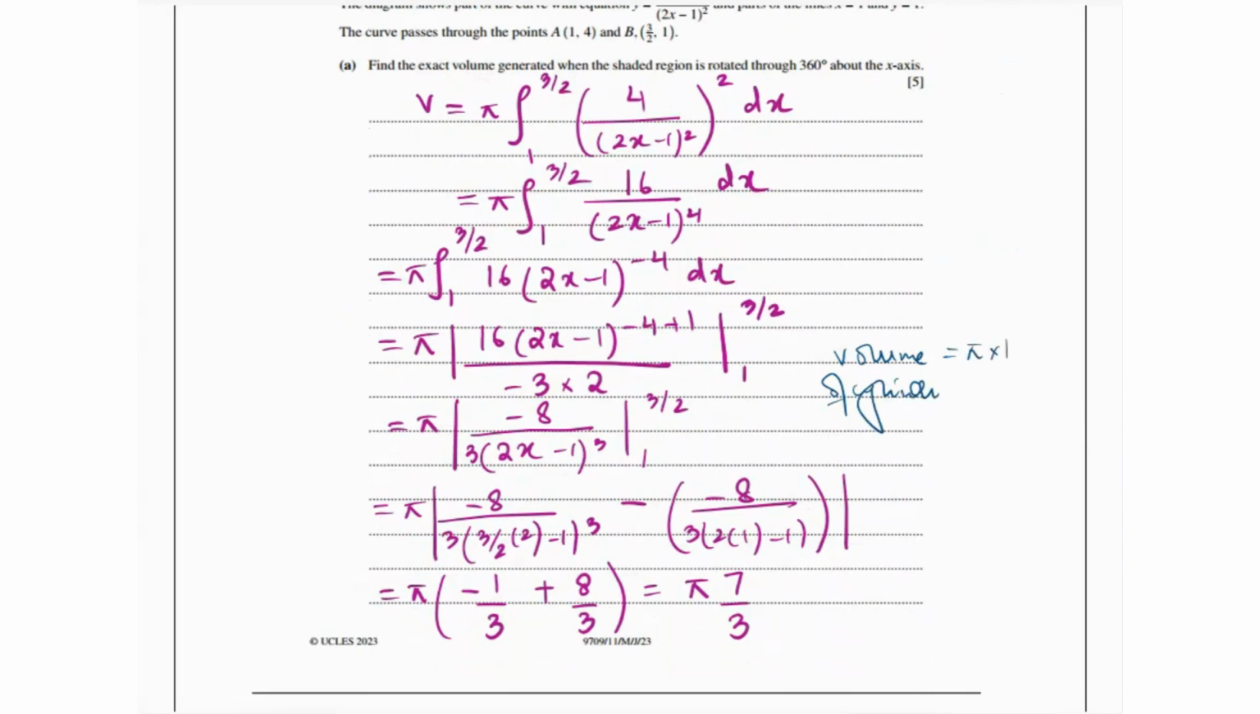Pi r square times height, 1 over 2 pi. So to find the volume of just the shaded part, we will subtract the volume of the curve and the cylinder. 7 pi by 3 minus pi by 2, and that gives us 11 pi by 6. That is the volume of the shaded region rotated through 360 degrees about the x-axis.